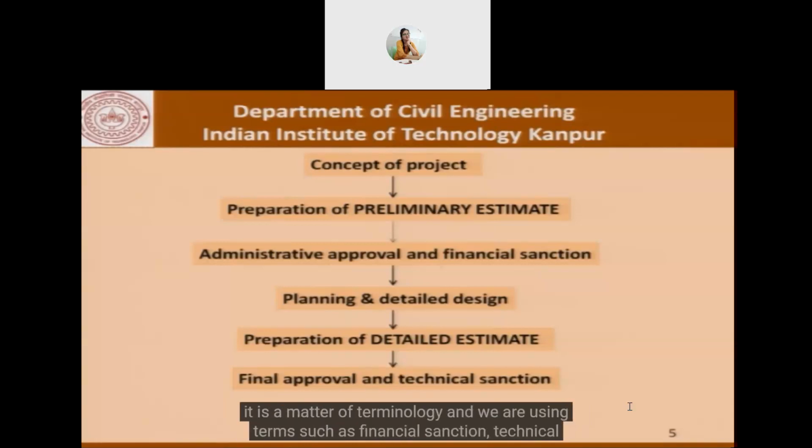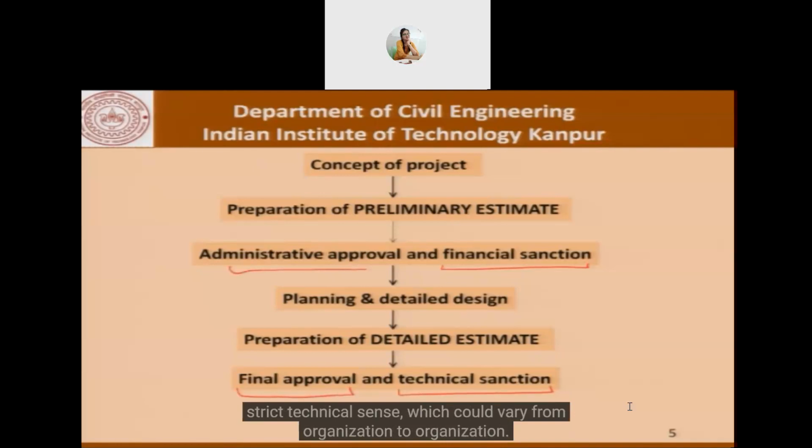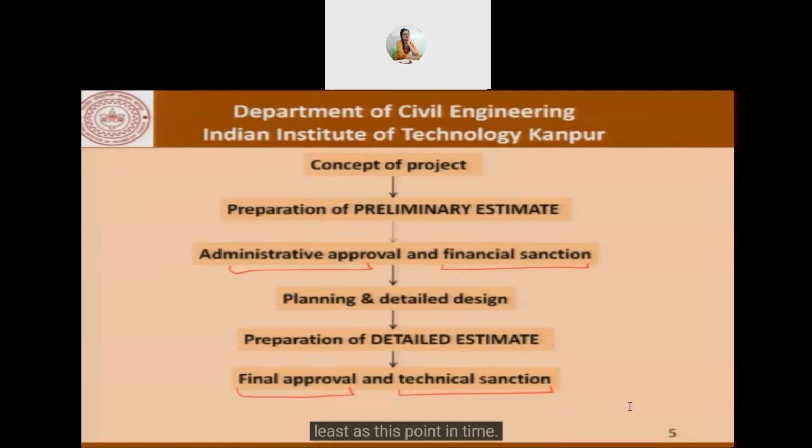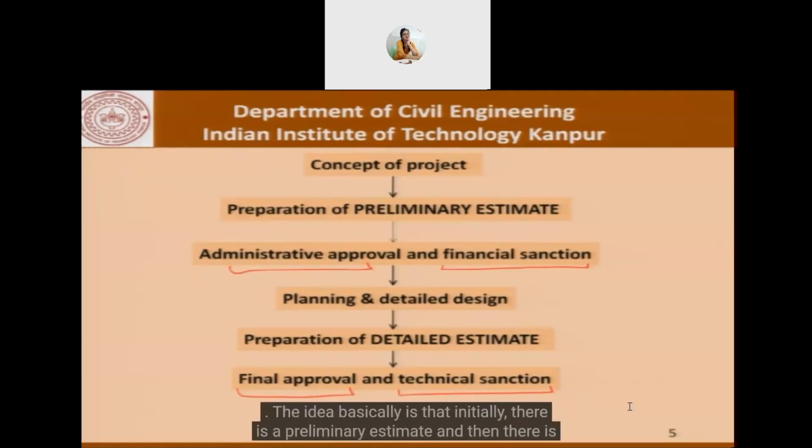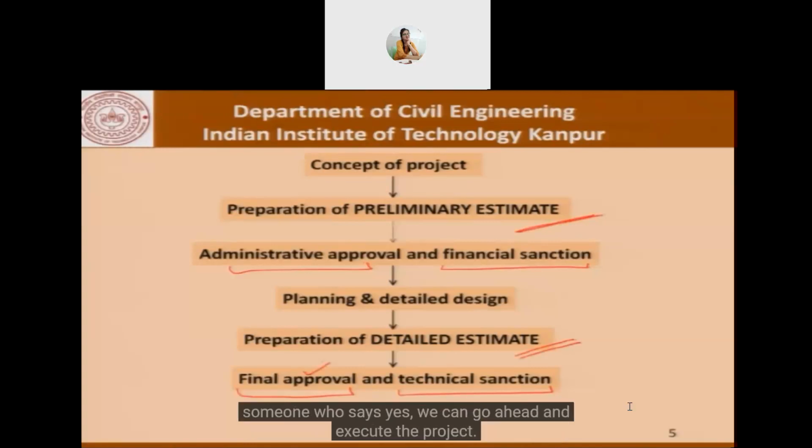Please remember that it's a matter of terminology. We are calling it financial sanction here, technical sanction here, final approval here, administrative approval here, and so on. But those are matters of detail, and we don't have to bother so much about what terminology is used. The idea basically is that initially there is a preliminary estimate, then a detailed estimate, and before we go to the site, we need a final approval from someone who says, yes, we can go ahead and execute the project.